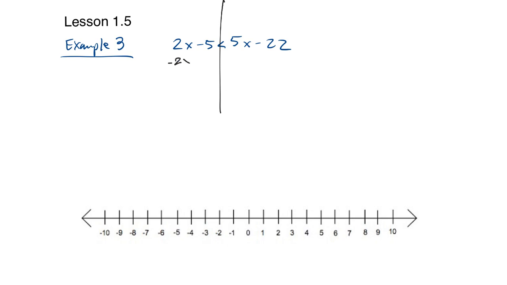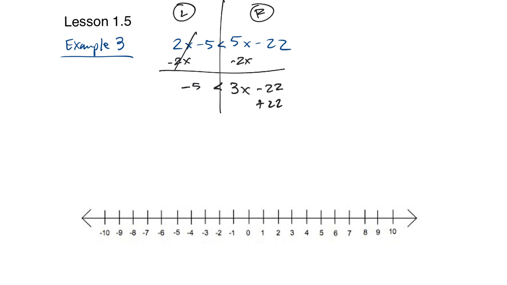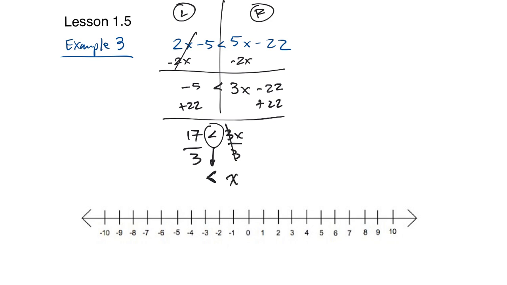I'm going to try and keep it positive, so I'm going to subtract 2x. I'm going to move the x's onto the right side, okay? So I get negative 5 is less than 3x minus 22. I'm going to add 22 to both sides, and I'm going to get 17 is less than 3x. Divide both sides by positive 3, so this guy stays the same. It's a less than symbol, which means 17 thirds is less than x, or x is greater than 17 thirds.